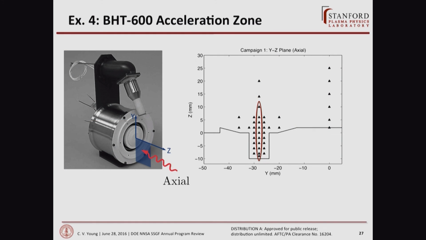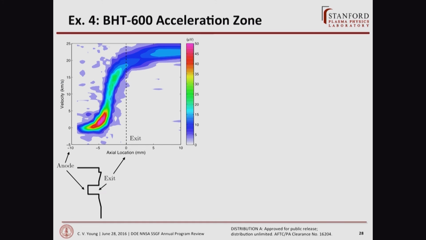All right, so I'm going to switch thrusters really briefly. This is a commercial thruster that the Air Force uses on their actual satellites. It's manufactured by Busek Company. We're going to look at where all the action's happening inside the acceleration zone.